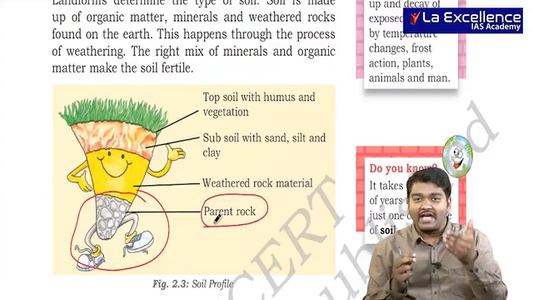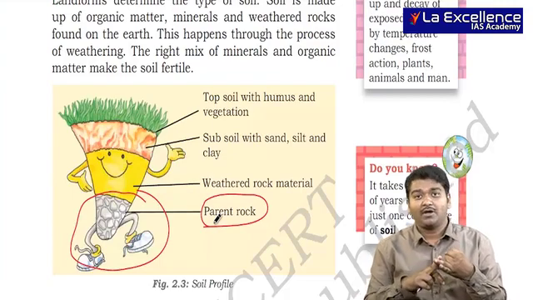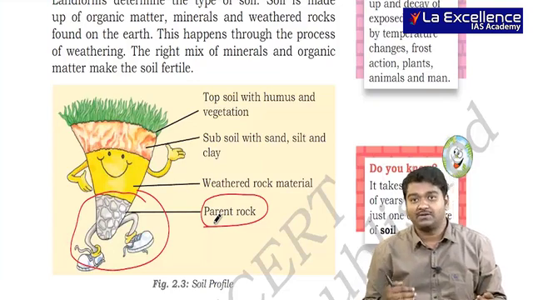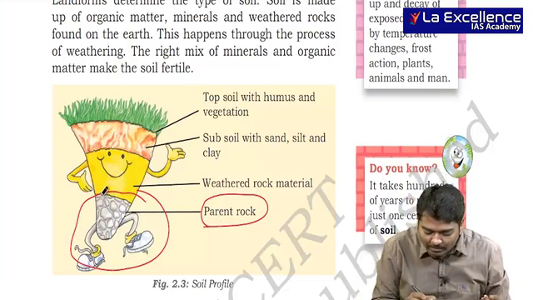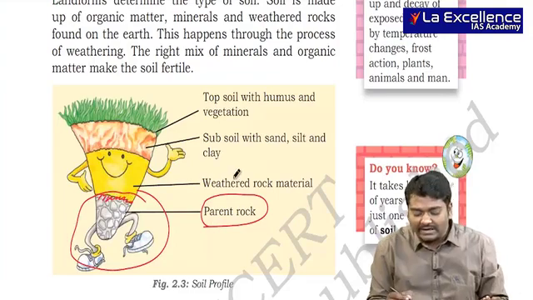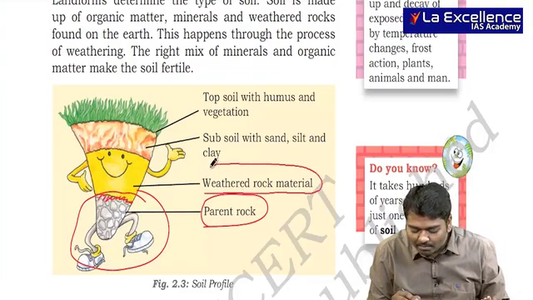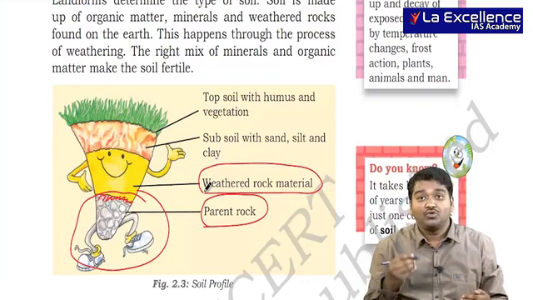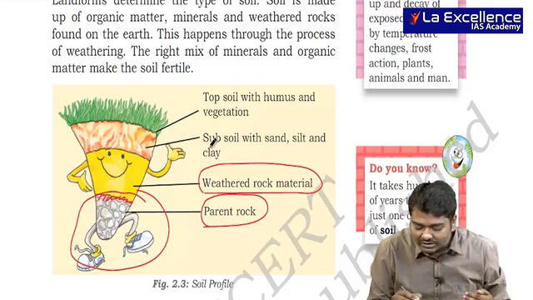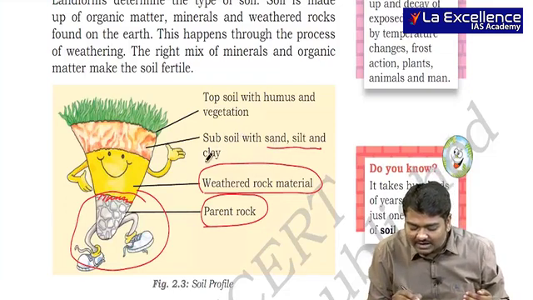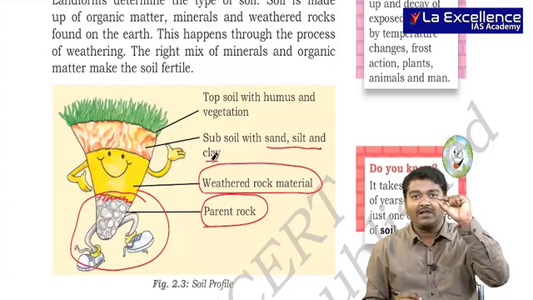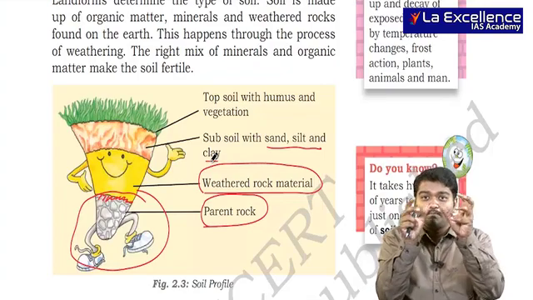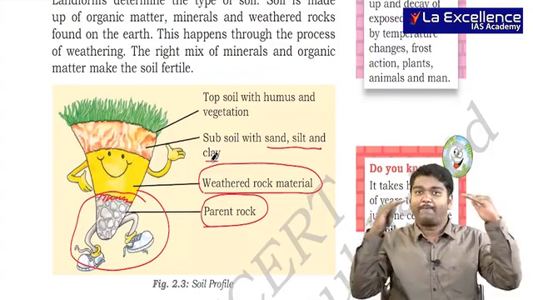Now, due to action of river, wind, water, groundwater or anything, usually we observe that this parent rock will be broken into pieces. That is what we call weathered rock material. And once we move above that, we usually see that the soil will have sand, silt and clay. That is, the smaller ones will be above, some bigger particles will be below, and below that you have big boulders. So first you have parent rock.